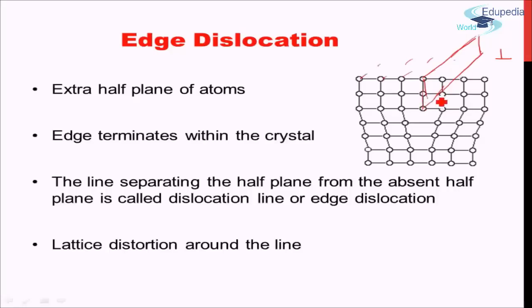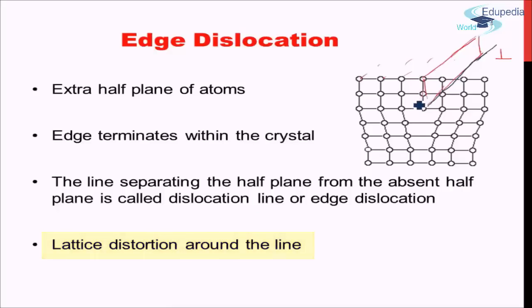Okay, and this line which demarks the presence of the extra half plane and the absence of the extra half plane is the dislocation. So this line, let me use a different color. So basically this line which we will have is the dislocation line. The line separating the half plane from the absent half plane is called the dislocation line, and in this case it is the edge dislocation. And as we have already discussed, the lattice distortion is present around the dislocation line.